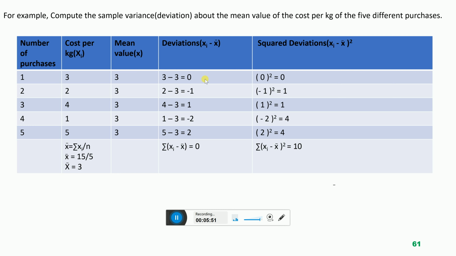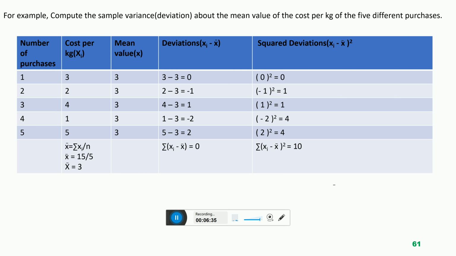But when I add all these deviations, we find 0. Why? Because some values of the deviation are positive and some are negative. This is -1, so another deviation is +1. This is -2, so the other is +2. When we add them together, the positive values cancel out the negative values. And we cannot compute the average deviation.